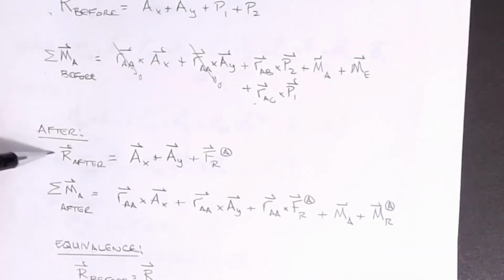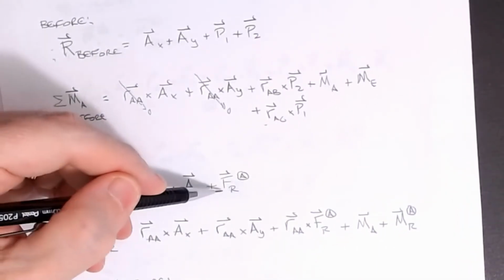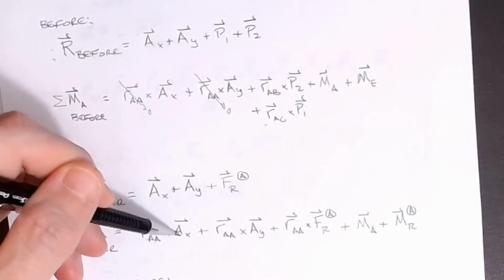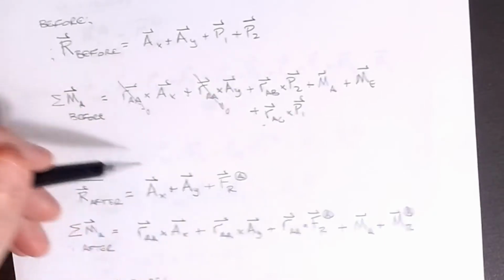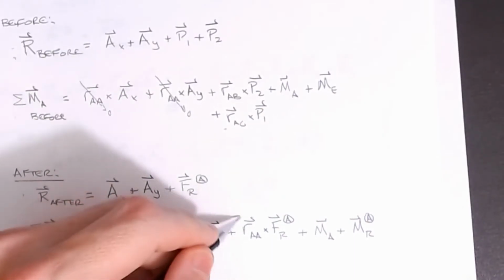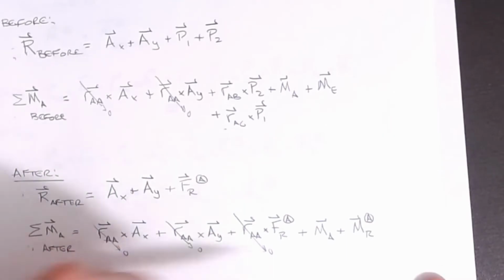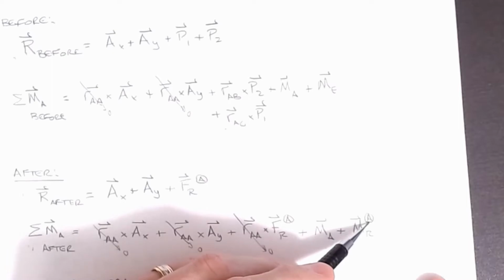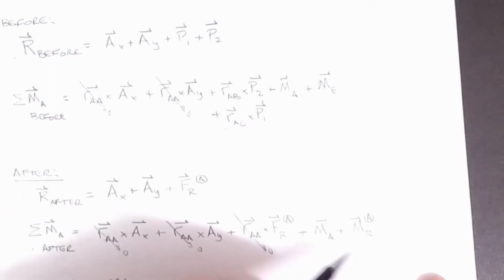I'm actually writing both equations at the same time. I really only need the R before and the R after. The R after is AX plus AY plus FR at A. And then just so we have the moment equation, R from A to A crossed into AX plus R from A to A crossed into AY plus R from A to A crossed into FR. So again, that's 0, this is 0, and this guy is 0, plus the moment at A plus the MR vector taken at A. This is that resultant. This is what we're after.